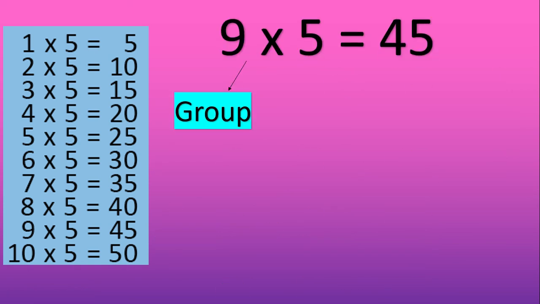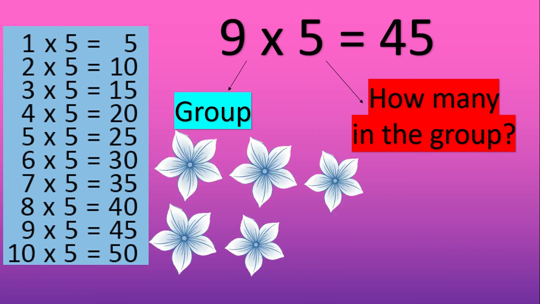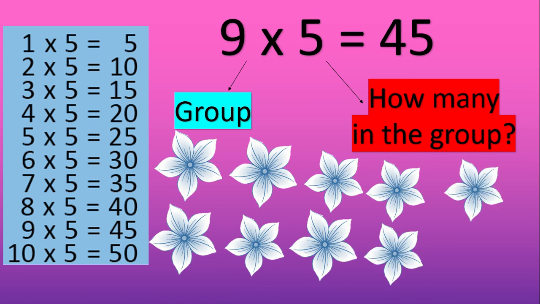Now 9 times 5 equals 45, so I have to have 9 flowers with 5 petals in each flower, which is 5 in the group. Let's count for 9 flowers. 1, 2, 3, 4, 5, 6, 7, 8, 9. Now let's count in fives: 5, 10, 15, 20, 25, 30, 35, 40, 45. That's why I have 45. 9 times 5 is 45.